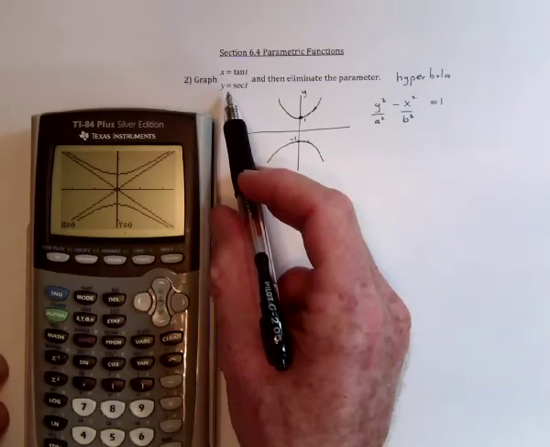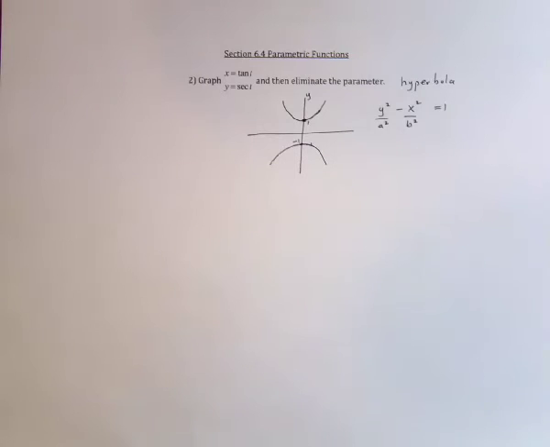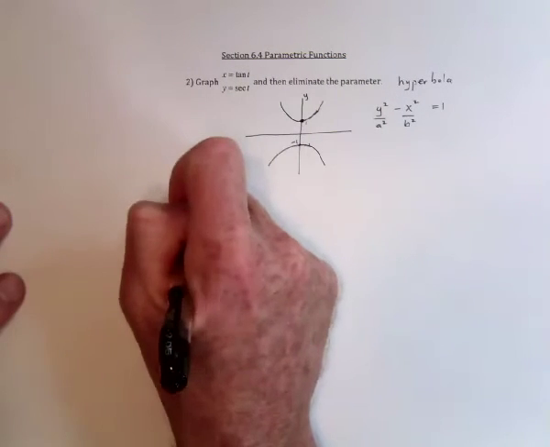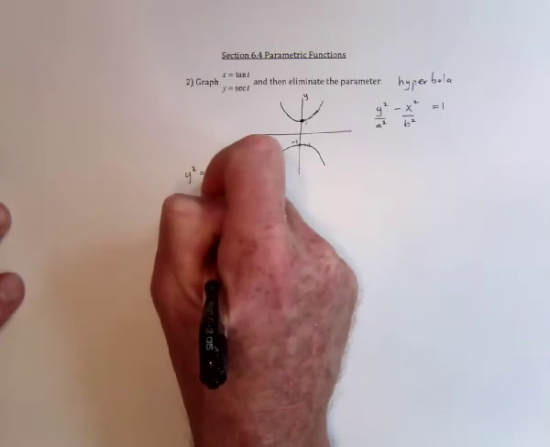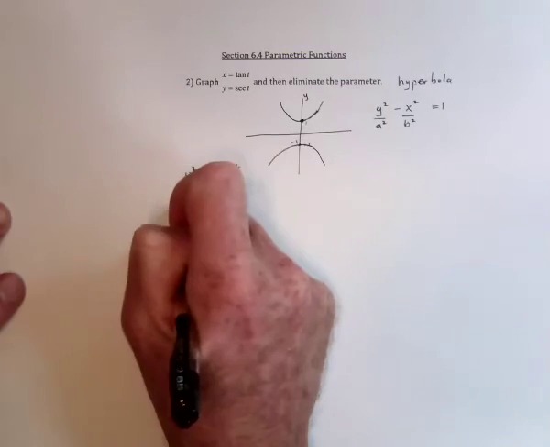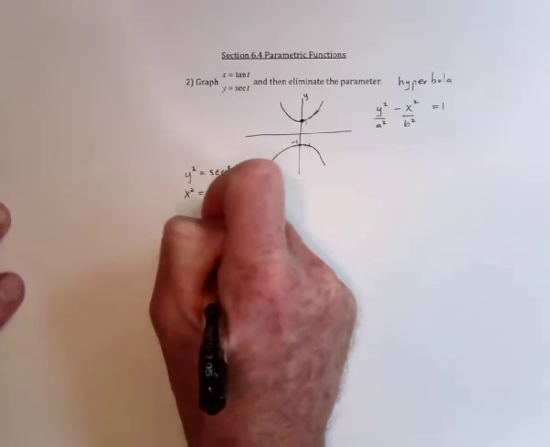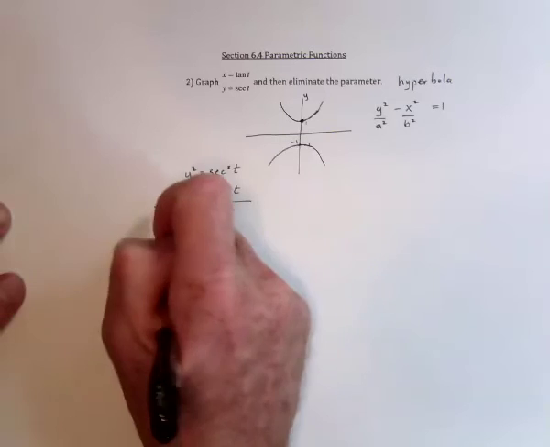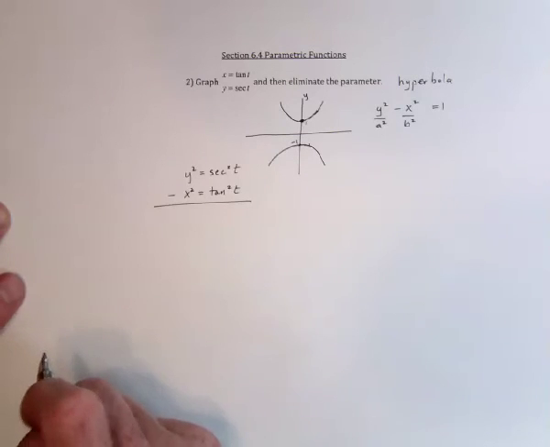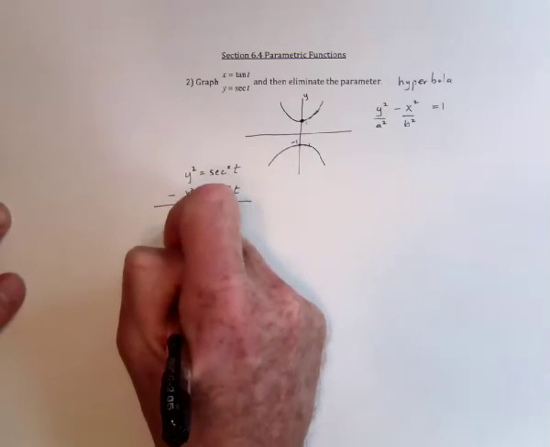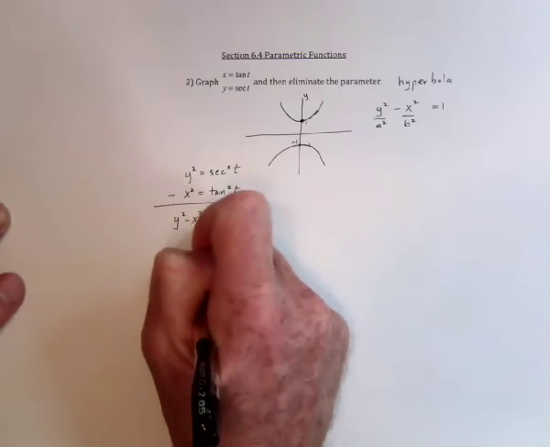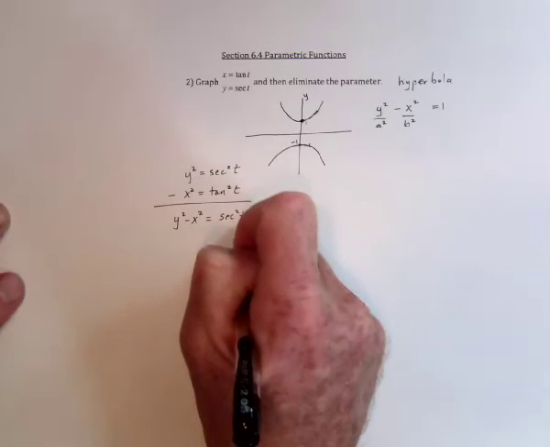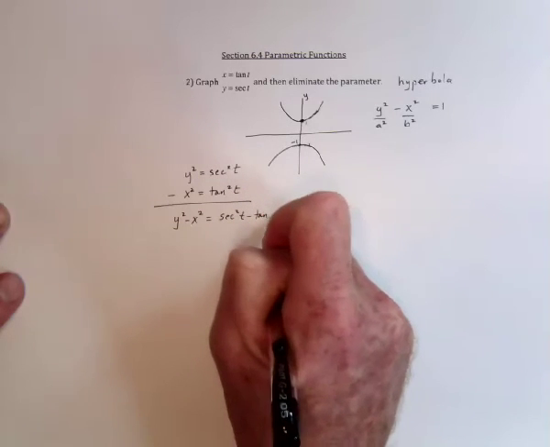So square both of them and then subtract. This one has y going first, so I'm going to do that. Y squared equals secant squared. X squared equals tangent squared. And then subtract them. So we would have y squared minus x squared equals secant squared minus tangent squared.